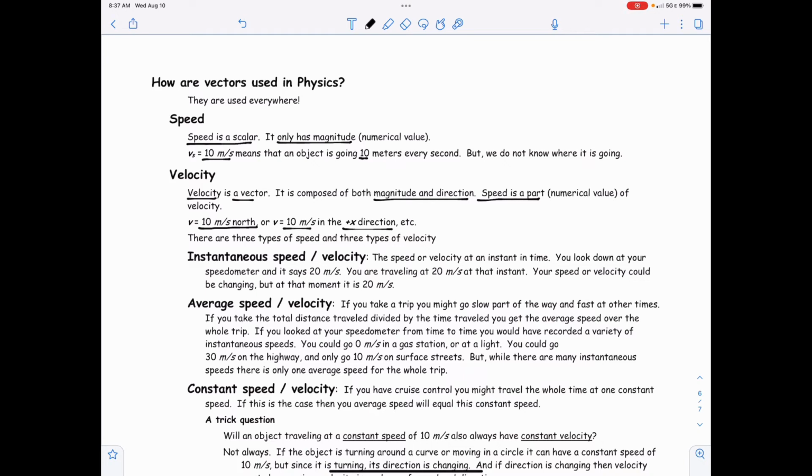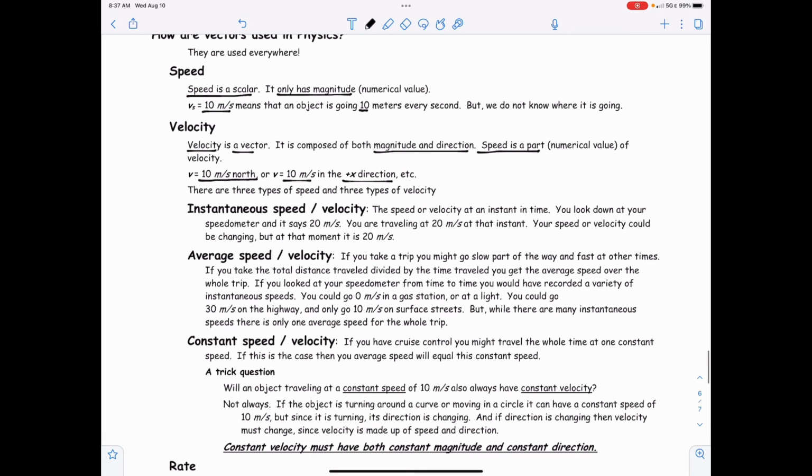Now, there are different types of speeds and different types of velocities, okay? So there is instantaneous speed. That would be the speed or velocity at an instant in time, right? If you look down at your speedometer and it says 20 meters per second, you're traveling 20 meters per second at that moment, right? The speed will obviously change as you take your foot off the gas or apply more acceleration.